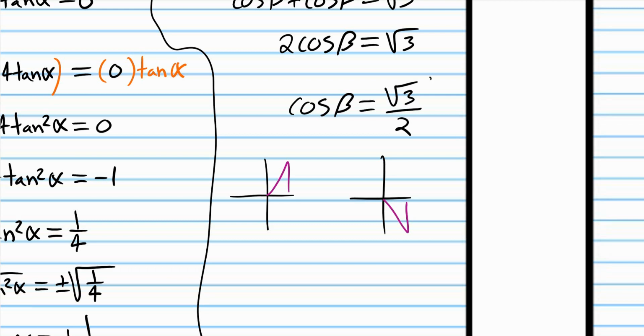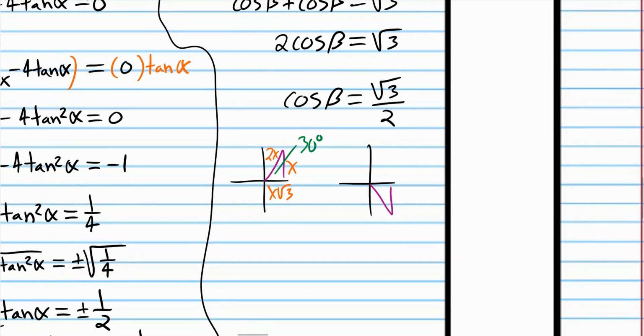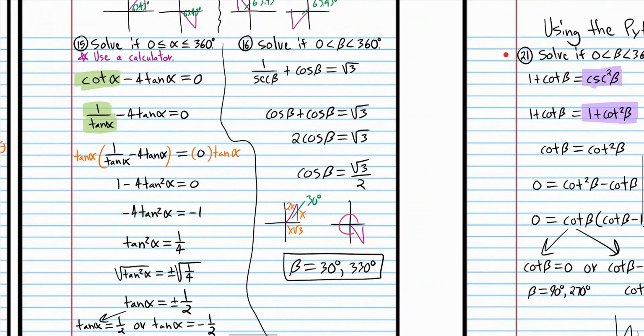And the adjacent side, cosine is adjacent over hypotenuse, so the adjacent side is going to be x root 3, which means the opposite side of the reference angle is going to be just x. So that means that the reference angle is actually 30 degrees. So one solution is actually 30 degrees. And the other solution is going to be this pink angle, which is going to be 330 degrees. And there you go. So if you got that one right, good.